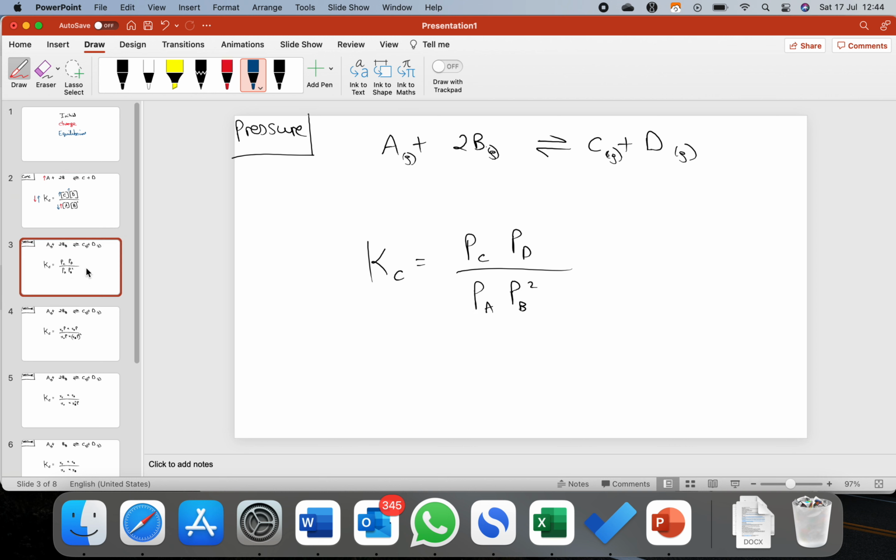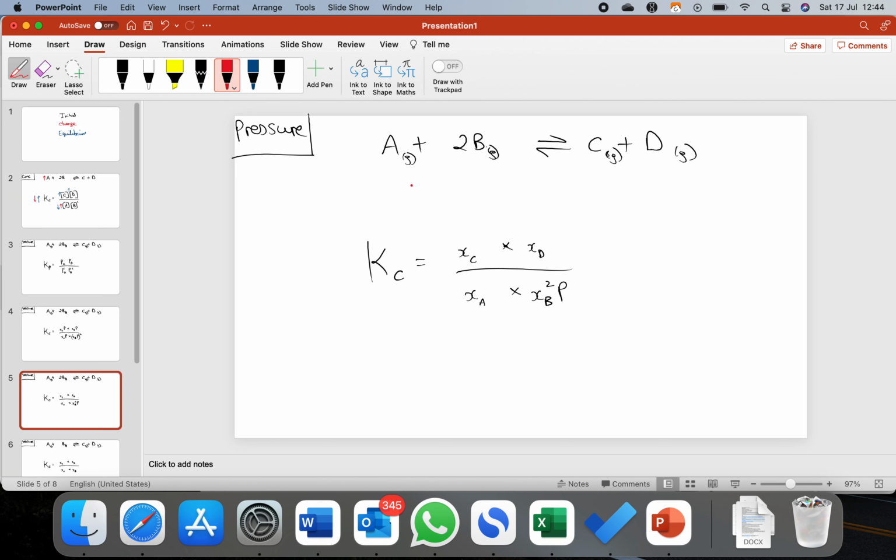Right, now going on to pressure. So this should be Kp. We've got the same setup over here, but now everything's a gas. And with Kp, you work with partial pressures. So you've got this expression here. That can be broken down into that, and then that can be simplified down into that. So once you've got this set up, again, let's go through the change.